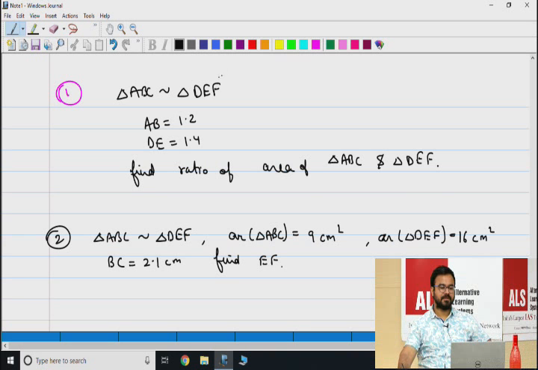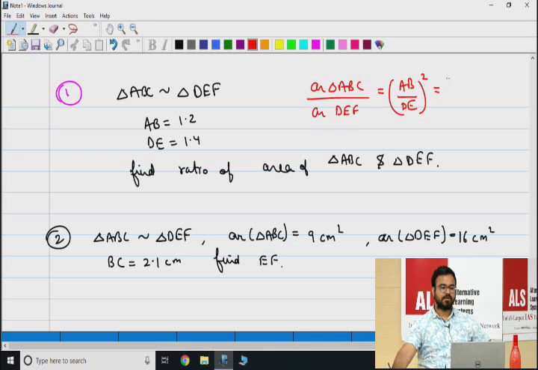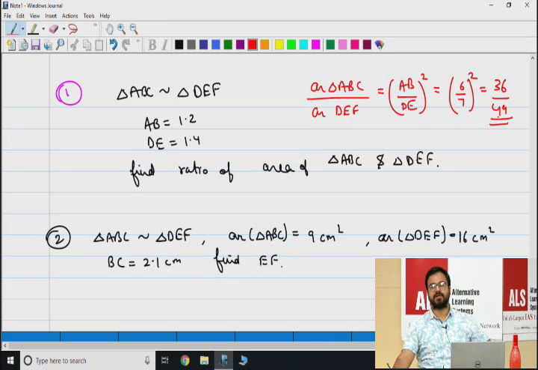See, in the first one, triangle ABC is similar to triangle DEF. So, ratio of area of triangle ABC over DEF is nothing but AB over DE whole square. Square of the ratio of corresponding sides. So, 1.2 over 1.4. If we simplify that, that will be 6 by 7. And 6 by 7 whole square is 36 over 49. That is the answer for the first one. Now, if you talk about the second one, all of you are getting different answers.